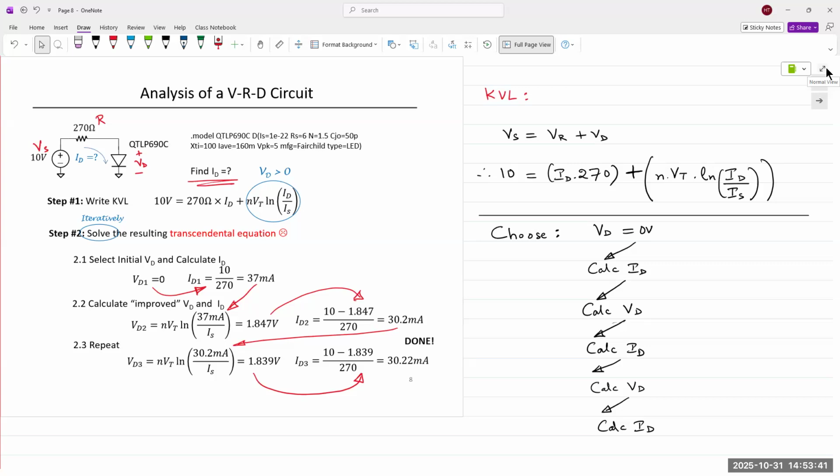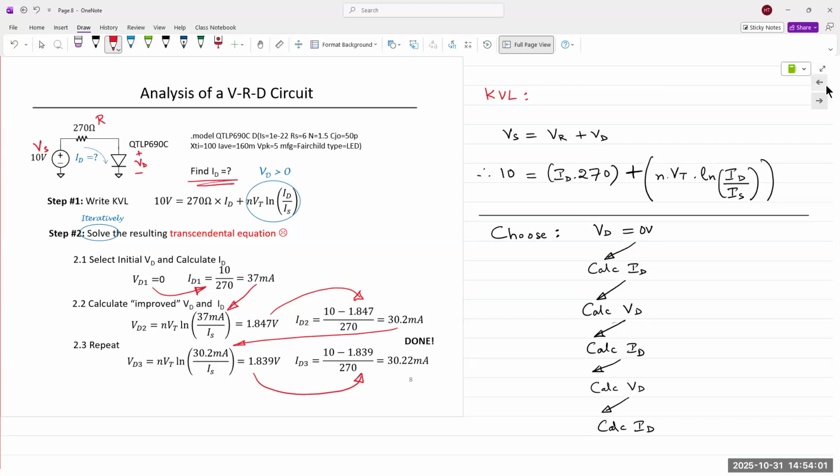VT is right here, and we take it as, no, we take it at 26 millivolts. So those values are all given. We just pick a starting point and we start solving it that way.